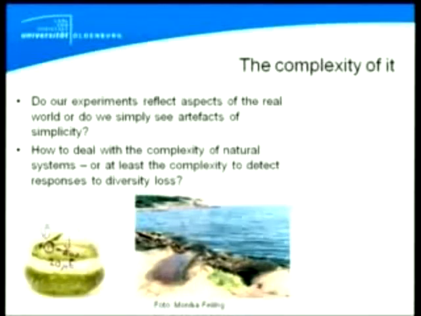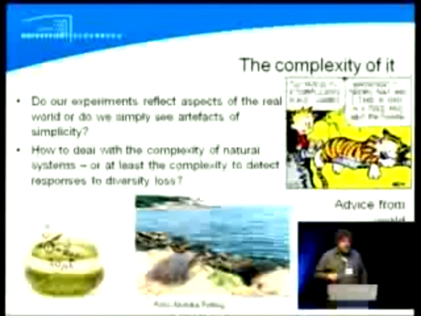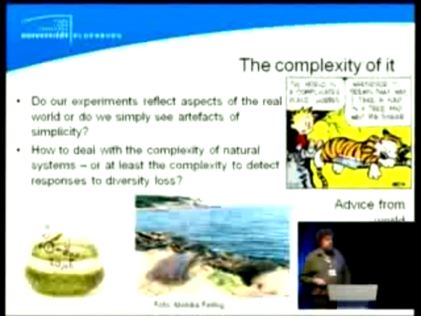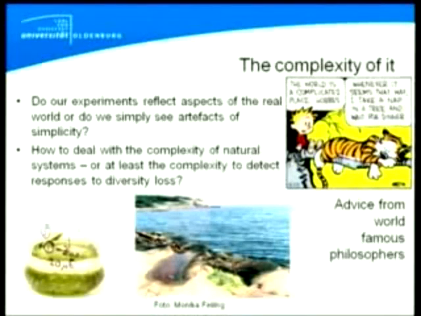So as soon as you start thinking about complexity, the way to go is to philosophy. And here is advice from some famous philosophers. The world is a complicated place, Hobbes. Whenever it seems that way, I take a nap in a tree and wait for dinner.